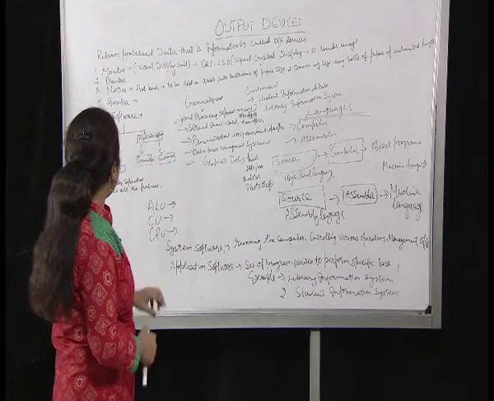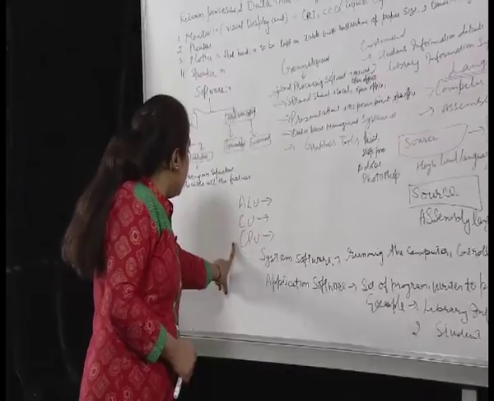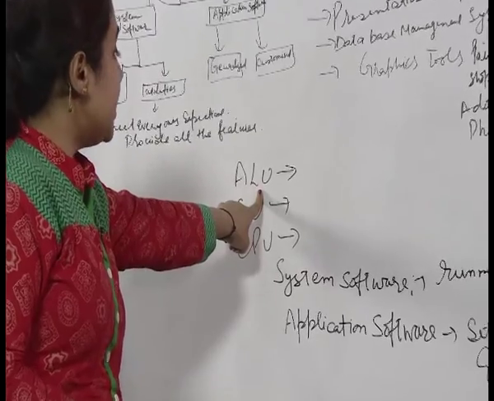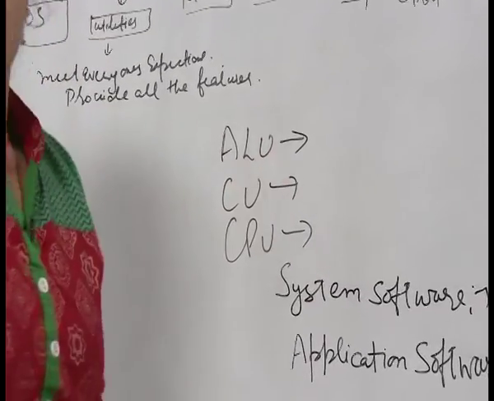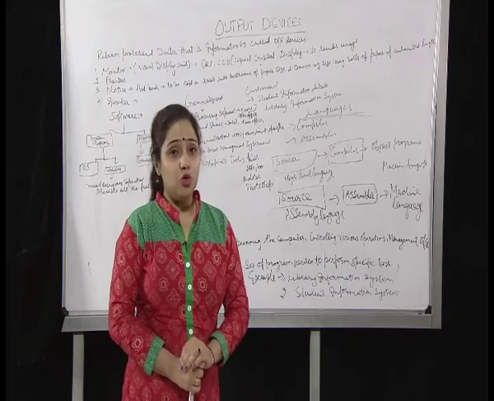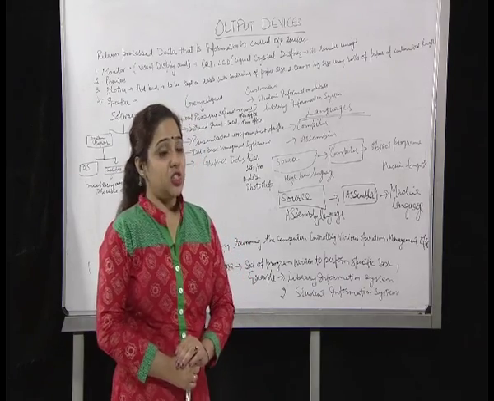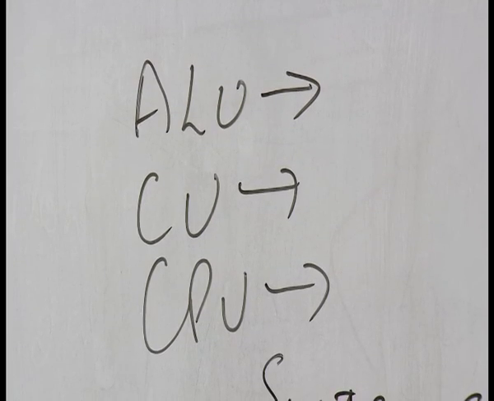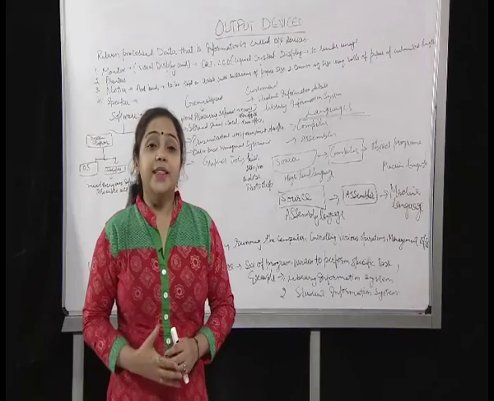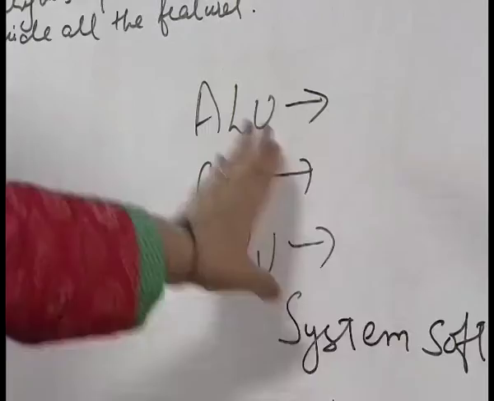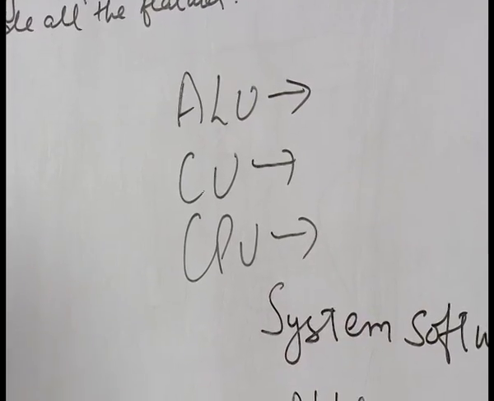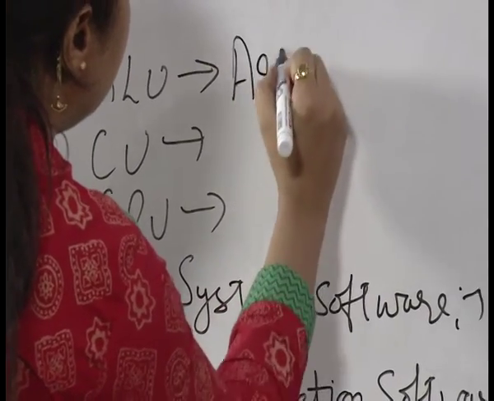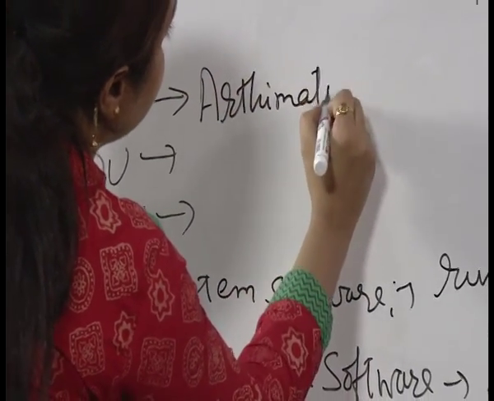Now we will learn some definitions. ALU, we have discussed this earlier. What is ALU? ALU is the arithmetic logic unit that performs operations like addition, subtraction, multiplication. Whatever instructions are given to the computer, the ALU performs that task, and the ALU is the main part of the computer. ALU means arithmetic logic unit.